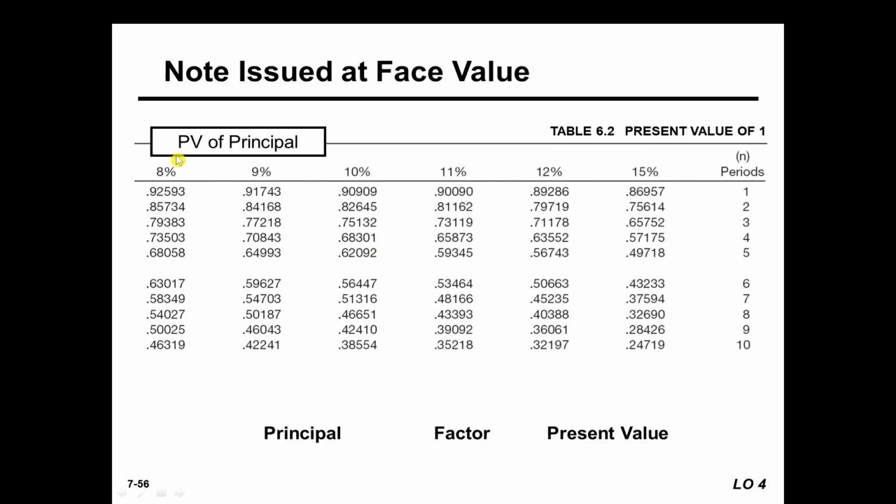Well, the present value of the principal is also for 3 years at 7%. So it is 10,000 times 0.75132, which equals 7,513 as the present value of the 10,000 that the company receives at the end of the third year.